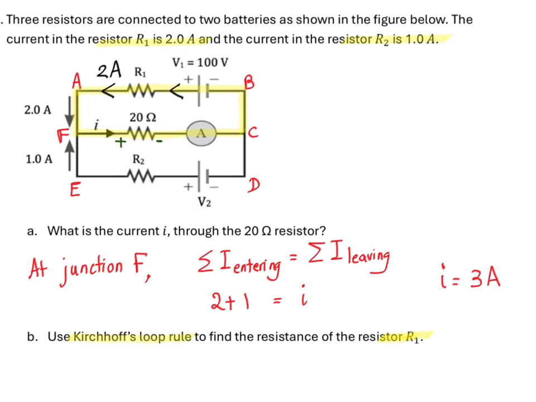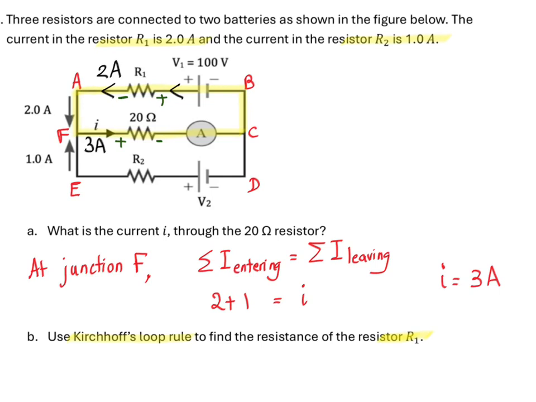Similarly for R1, the current flowing through R1 is 2 ampere, and therefore the right side, where the current is entering R1, will be positive, and the left side, where the current is leaving, would be negative. So for sign convention, you have to remember current will enter from positive and leave from negative. So for resistors, look at the direction of current. If it's entering the resistor, that side will be positive. If it is leaving the resistor, that side will be negative.